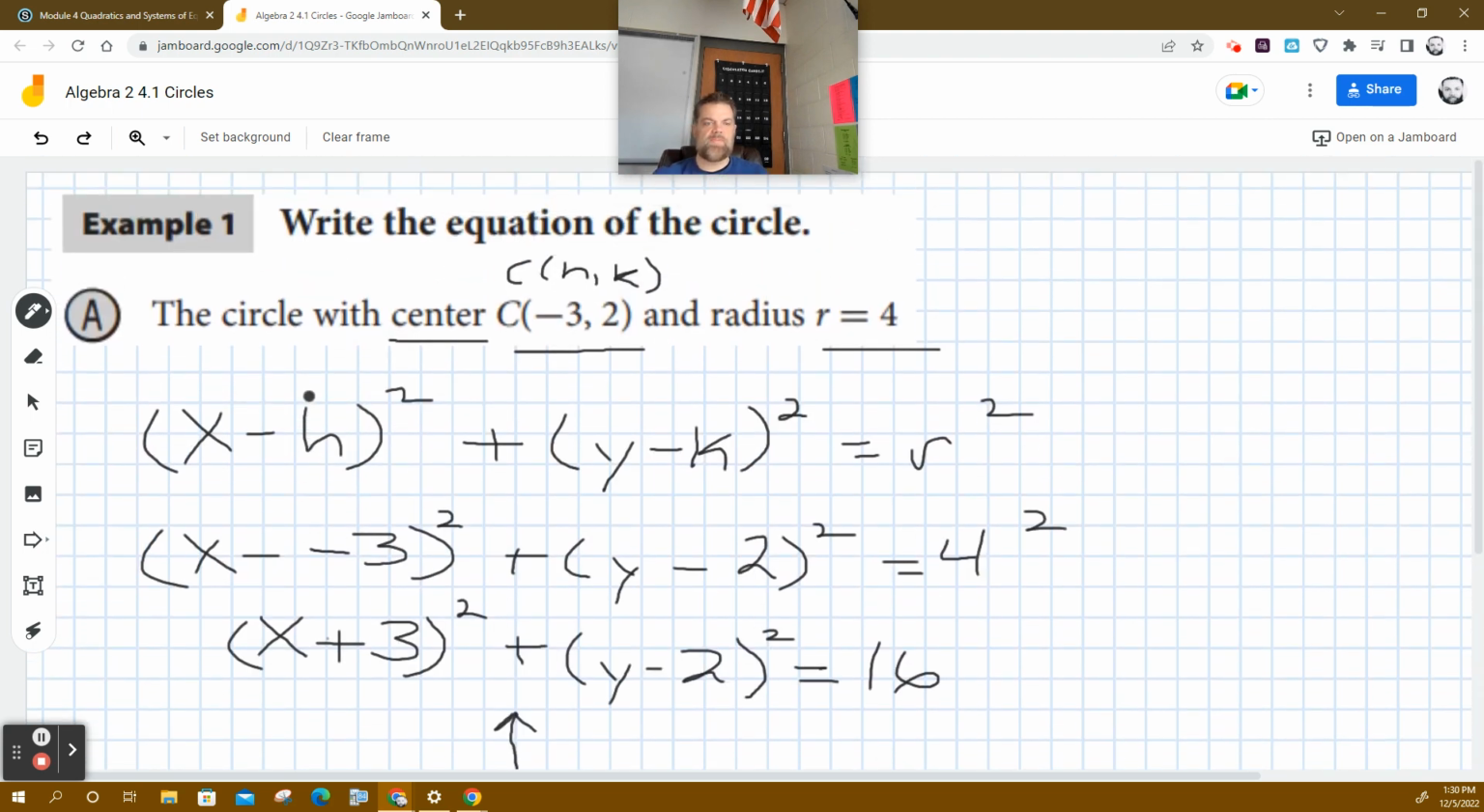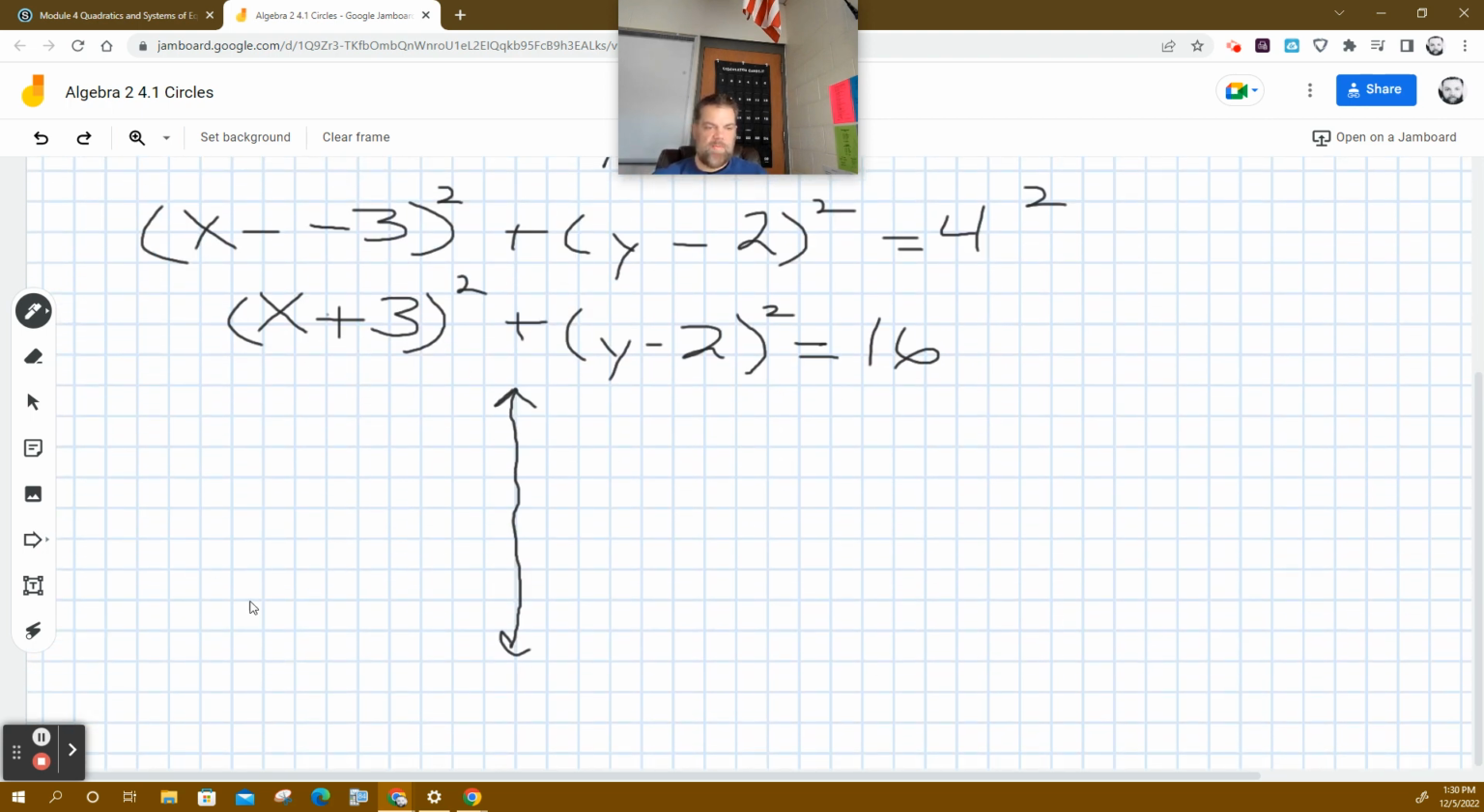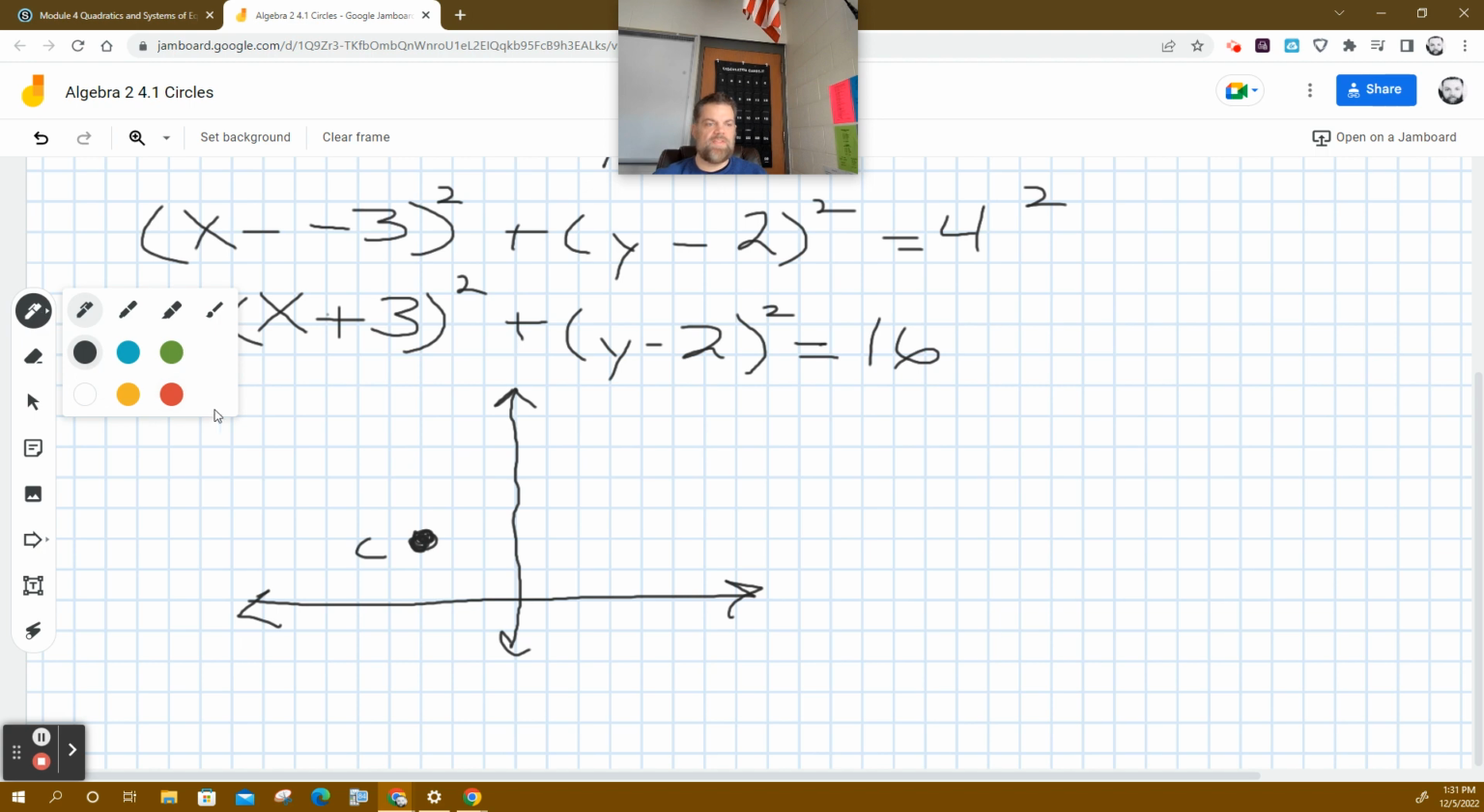Because I'm running out of space, I want to graph the circle as best I can. So I'm going to go negative 3, comma 2. This is my point C. And the radius is 4. So one of the things you could do, this is an easy way to kind of cheat. I'm going to count over 1, 2, 3, 4. That's a spot. I'm going to count up 1, 2, 3, 4. That's a spot on the graph. I'm going to count over 1, 2, 3, 4, and from over here, I'm going to go 1, 2, 3, 4.